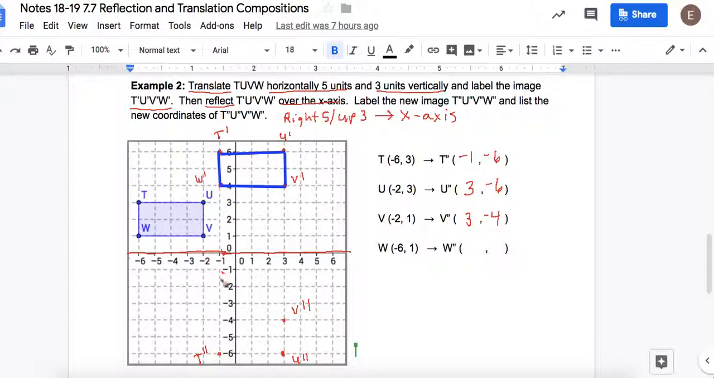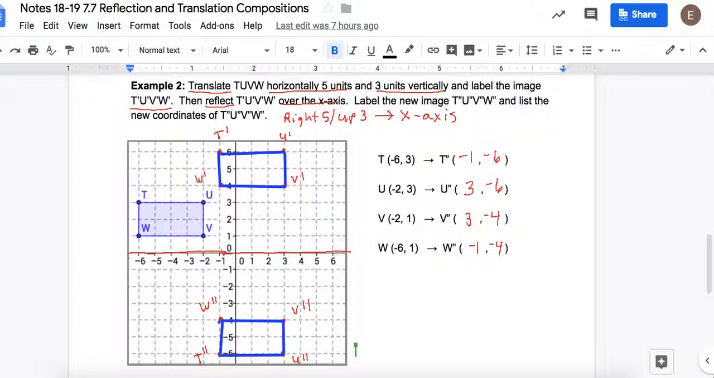1, 2, 3, 4. 1, 2, 3, 4. Because we're still going to make a rectangle here. And the new W prime is -1, -4. Now take your ruler and connect the points. And it looks the exact same shape and size, but it was flipped over. Now look, T and U are now upside down because it was flipped. So we translated it right 5 up 3, then we reflected over the x-axis.